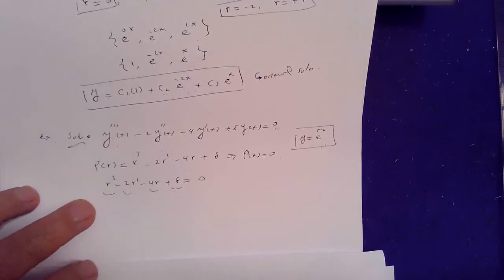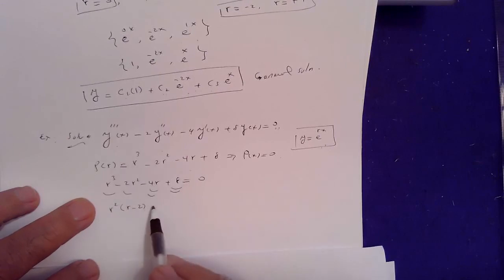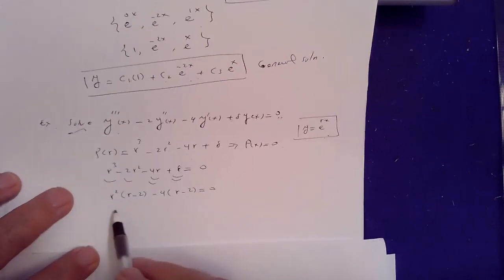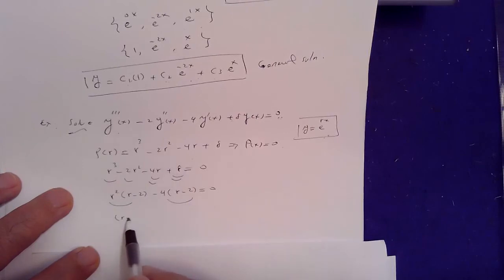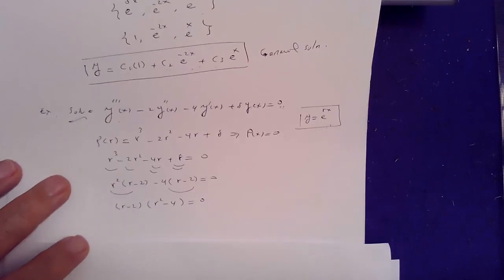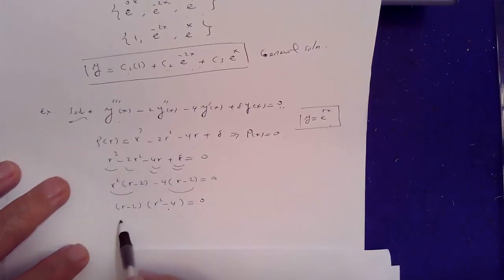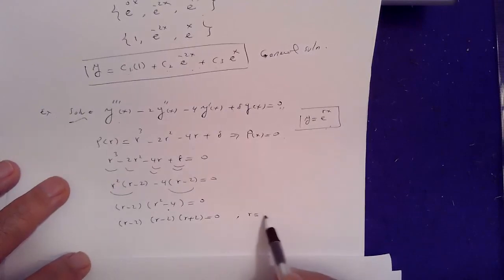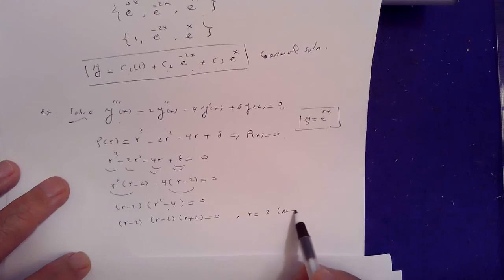To factor this polynomial, notice this is a 4-term polynomial. If you remember from algebra classes, you factor these 2 at a time. So you group them 2 at a time. From the first 2, you factor out r squared, so you get r minus 2. From the last 2, factor out -4, you still get r minus 2. But from these 2 terms, you factor out r minus 2, you get r squared minus 4 is equal to 0. But this is a difference of 2 squares, so that factors as r minus 2, r plus 2.